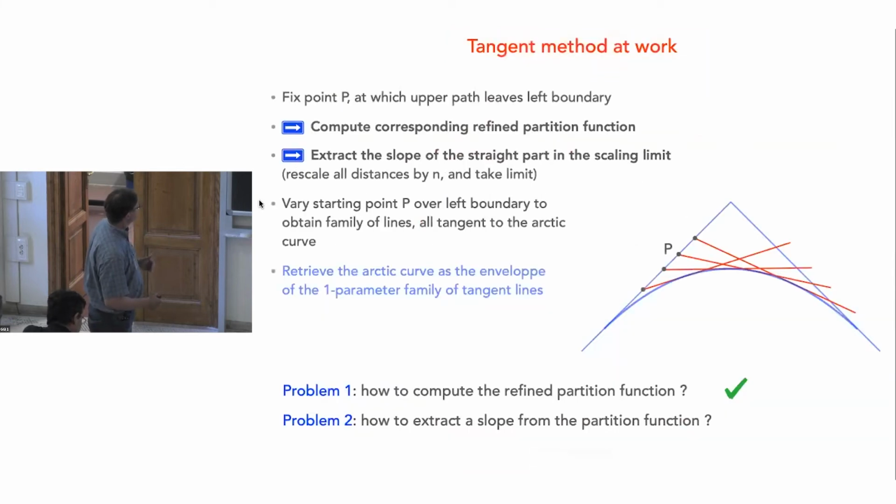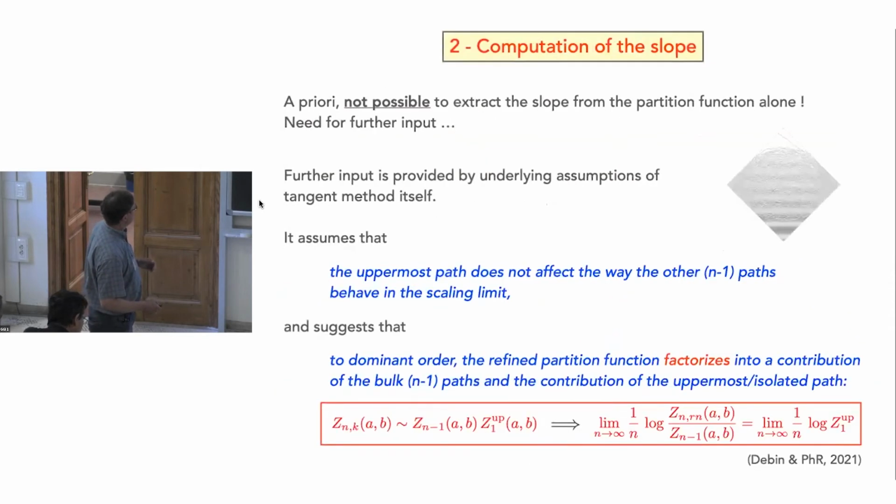So the first problem is okay. Now we come to the second problem. And the second problem is to compute the slope of this straight portion. Now, a priori, it's not possible to extract the slope from a partition function. The partition function is just a weighted sum over configurations and doesn't know about the shape of what it describes. So you need further input.